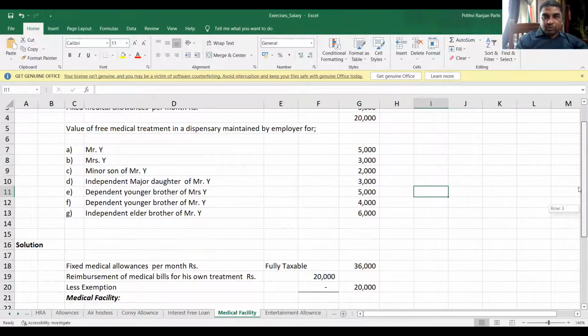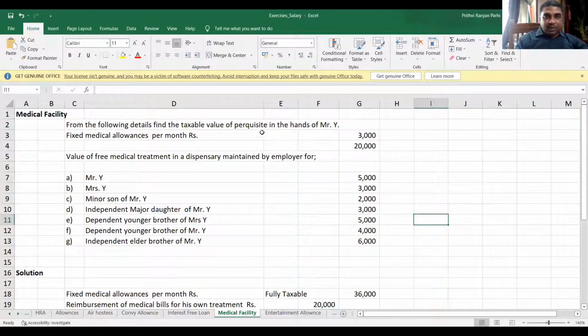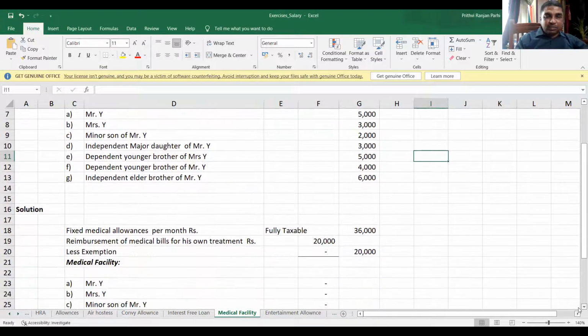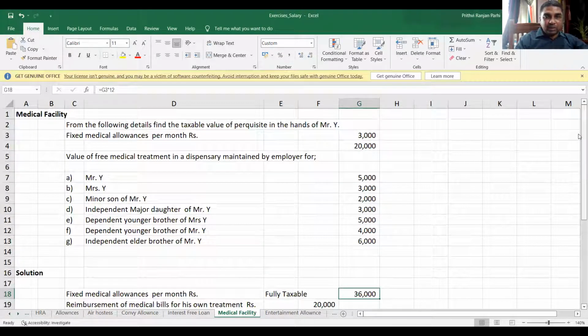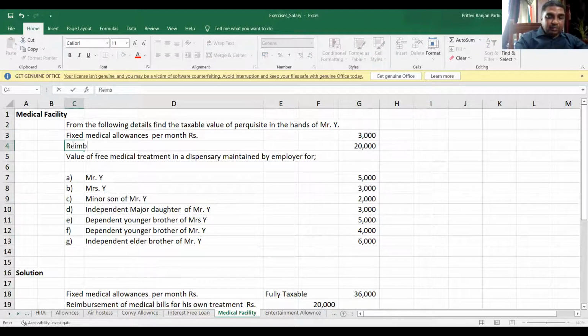It says fixed medical allowance per month is 3,000 rupees. So it is fully taxable, fixed medical allowances. So 3,000 times 12 months is 36,000. Next, in fact, this 20,000 is medical reimbursement. So let me write it here: reimbursement of medical bills.